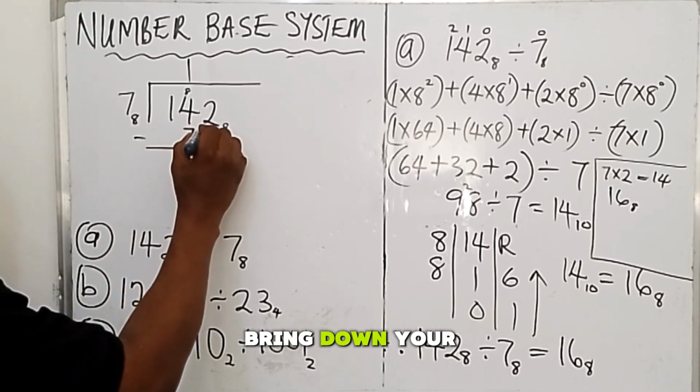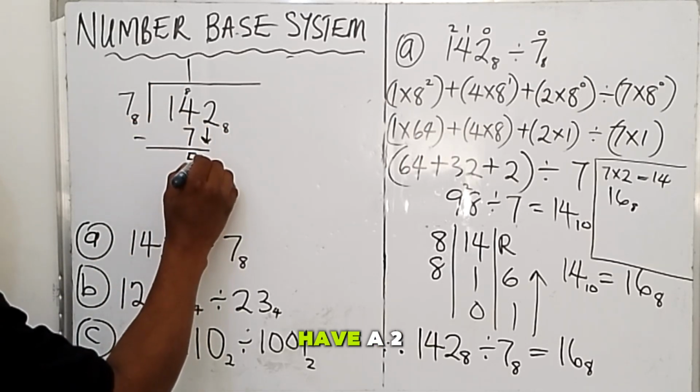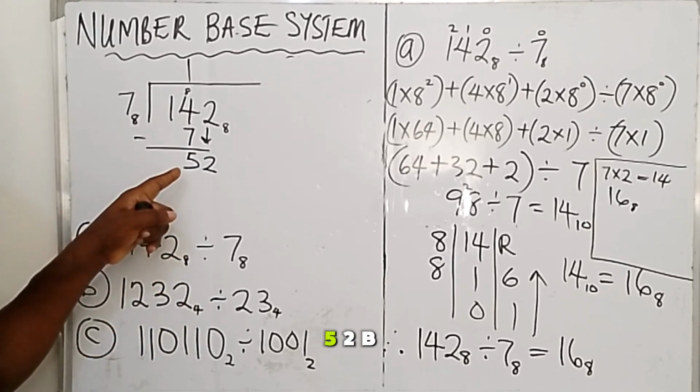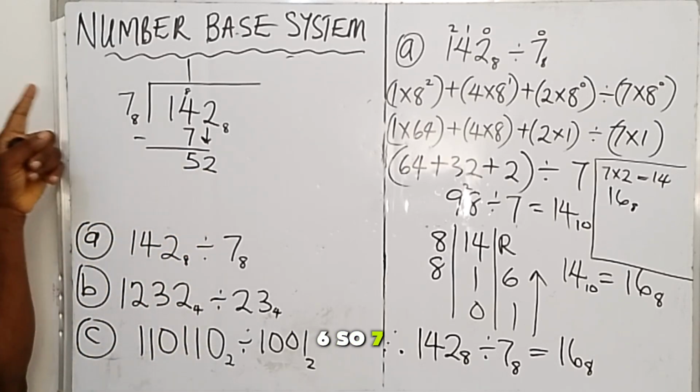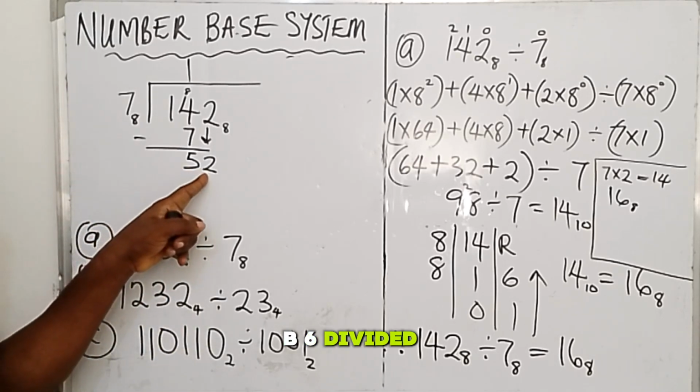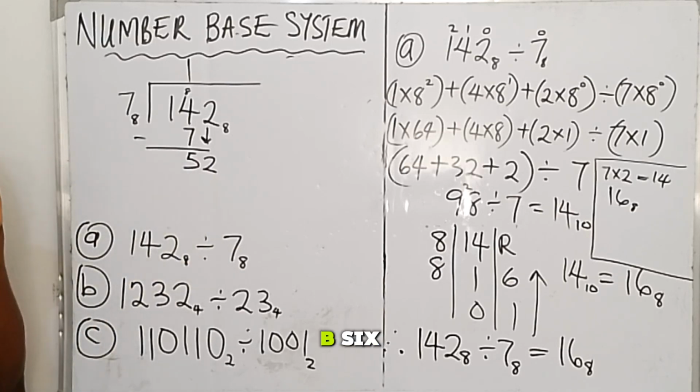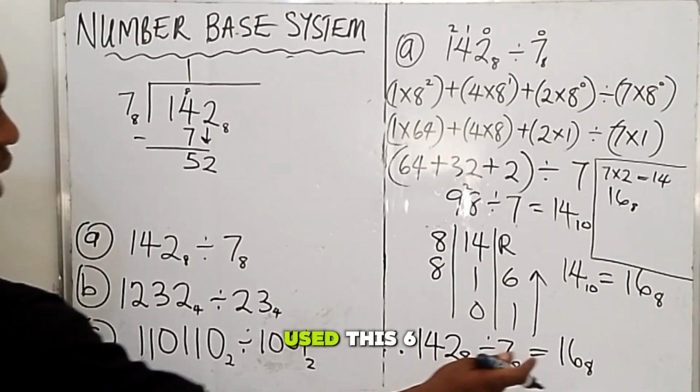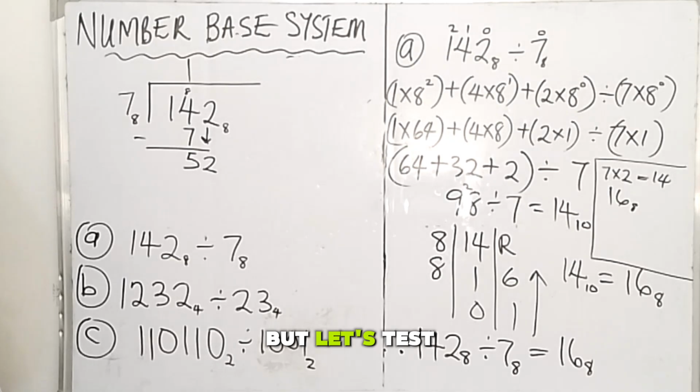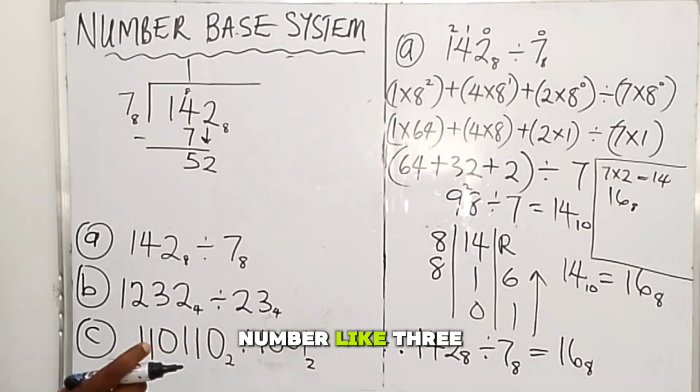You bring down your 2, and we have a 2 here. So I have 5, 2 base 8. So 7 base 8 dividing 5, 2 base 8. I would have used this 6 as a guide, but let's test some numbers so you see what it means to test. Let's try a number like 3.